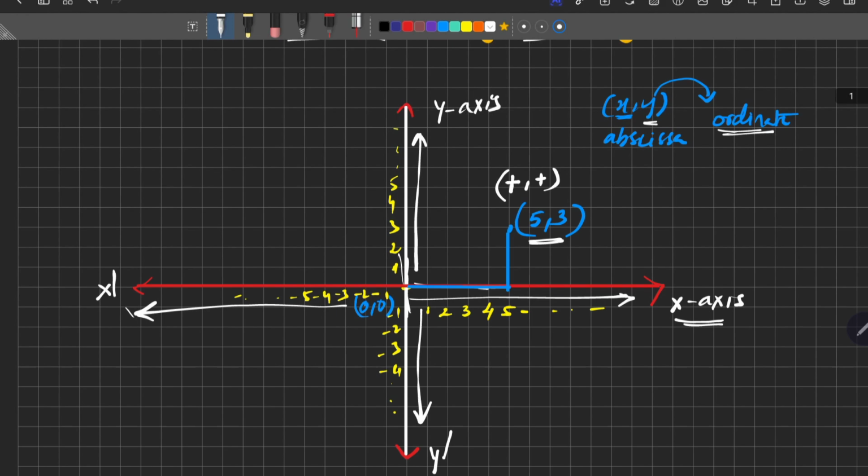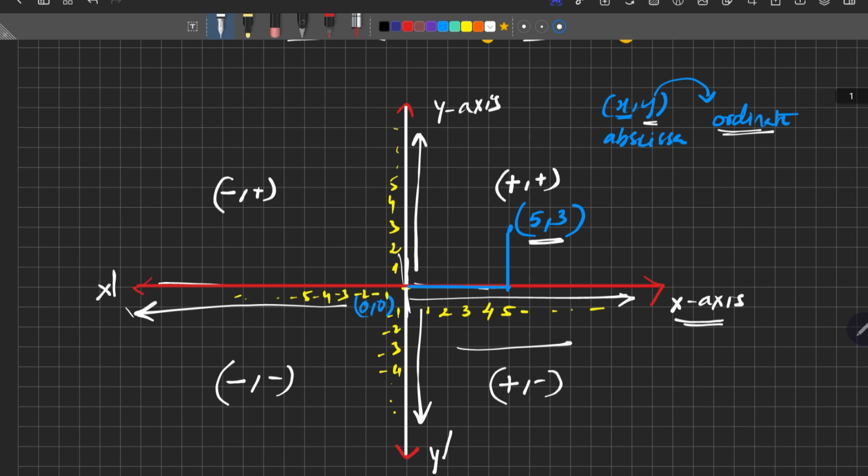If I indicate in the second quadrant, x is negative, y is positive. So negative, positive. In the same way, if any point is located in the third quadrant, x is negative, y is also negative. So negative, negative. In the fourth quadrant, x is in the positive direction, y is negative. So positive, negative. So this is how we indicate points.